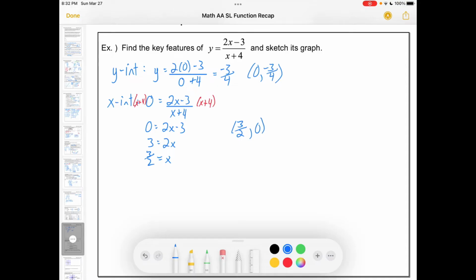Some people might look at that fraction and just say, well, the x-intercept is going to be whatever makes the top 0, and that's a pretty fair way to look at it as well. In fact, secretly, that's what we've done. Our equation turned into the top equals 0.